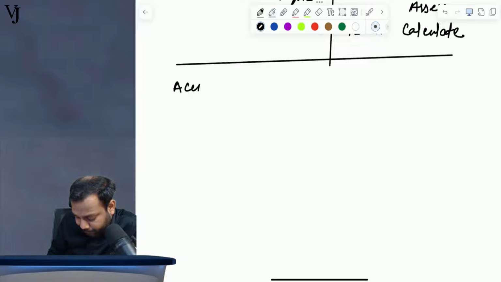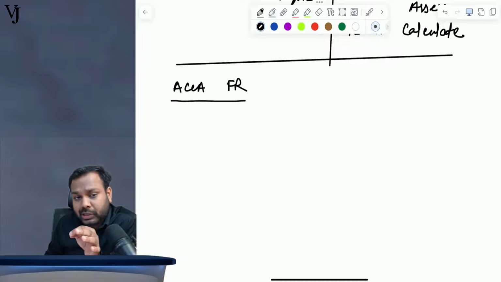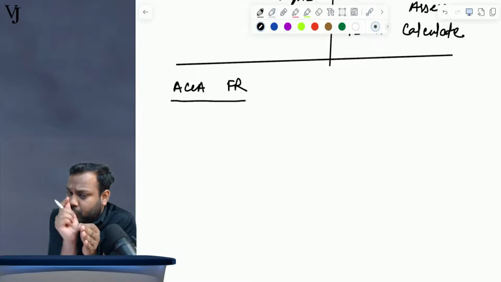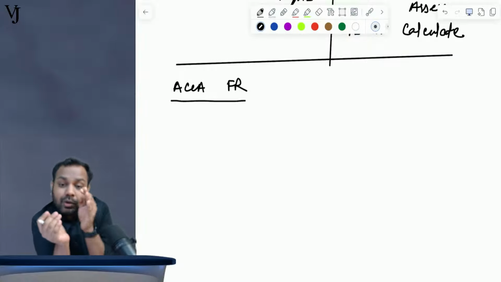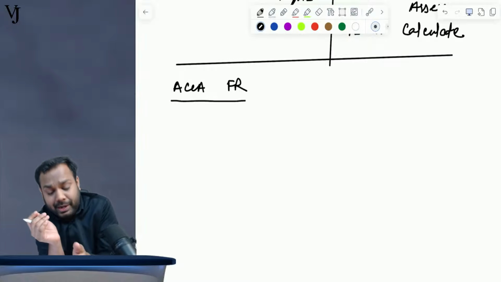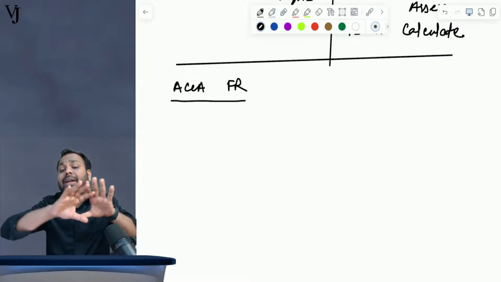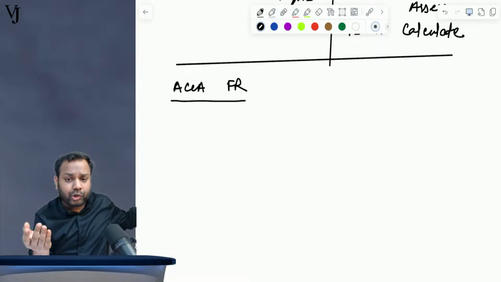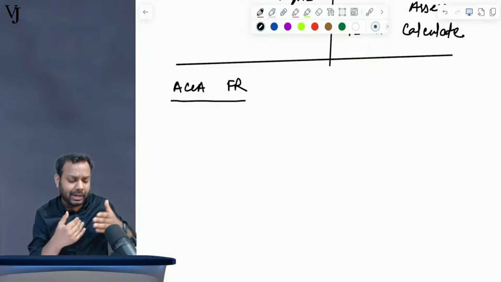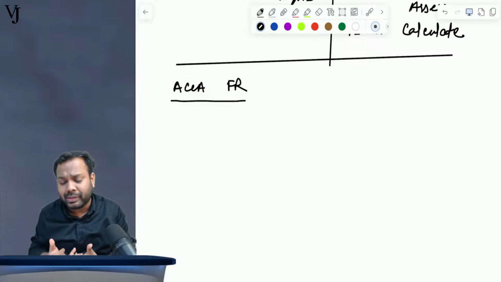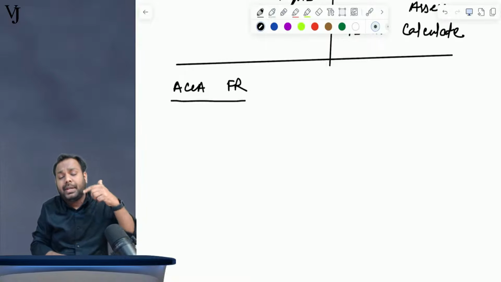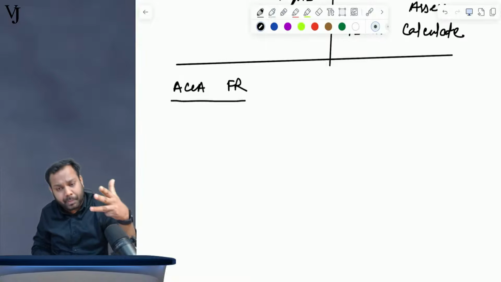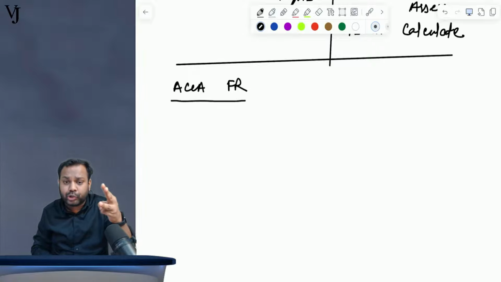In ACCA FR, if there is any question asked, the question will be from a particular standard. But in SBR, that question will not be from one standard. It can be from multiple standards. In one question itself, you will find the applicability of IAS 40 and IFRS 13 and IFRS 15. In one question, you will find applicability of leases, fair value, investment property. One question, three standards.